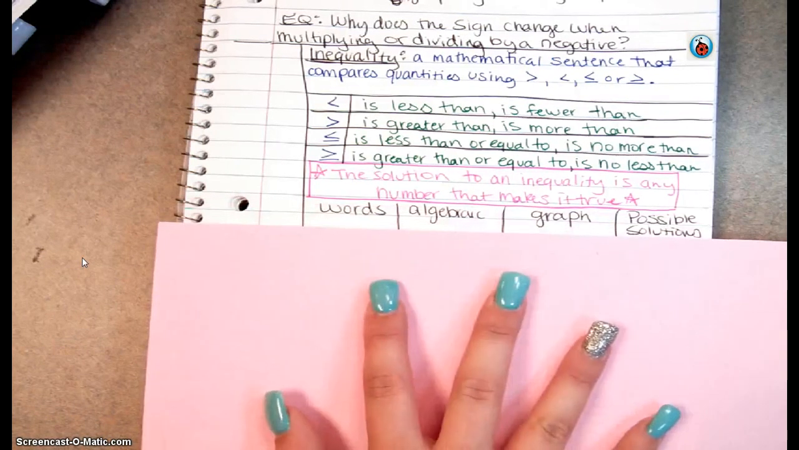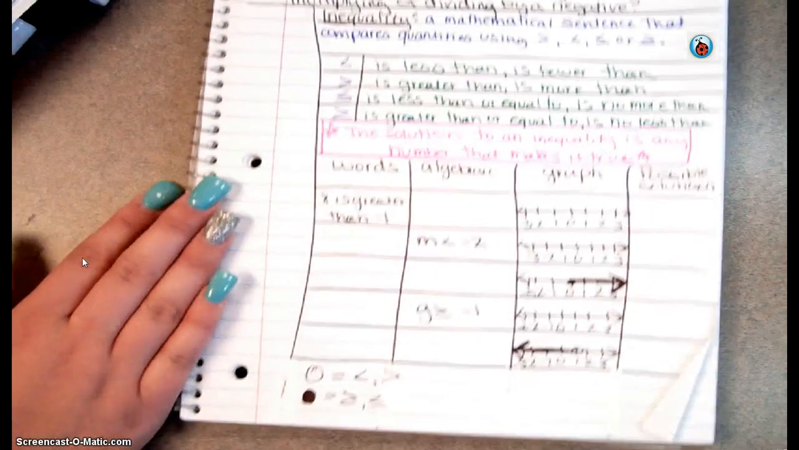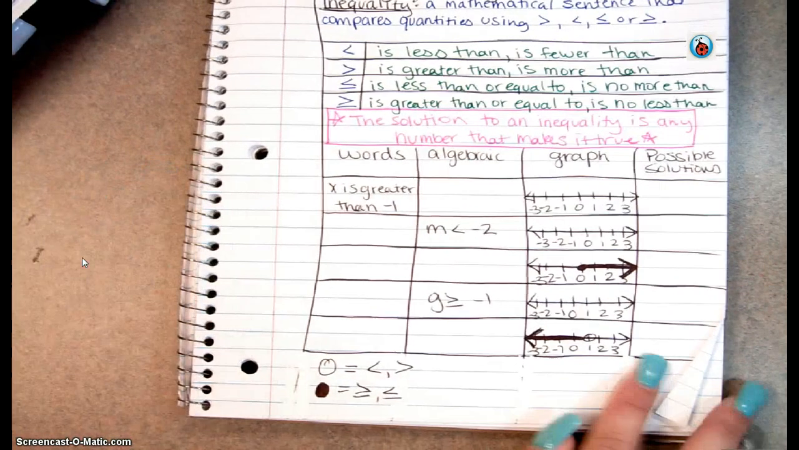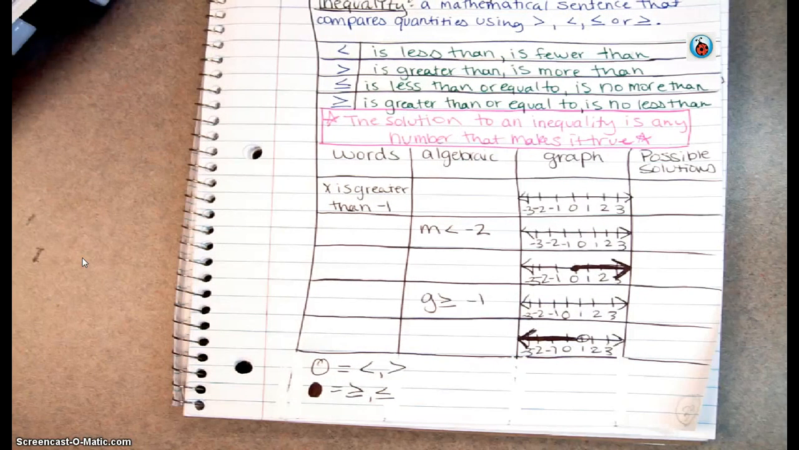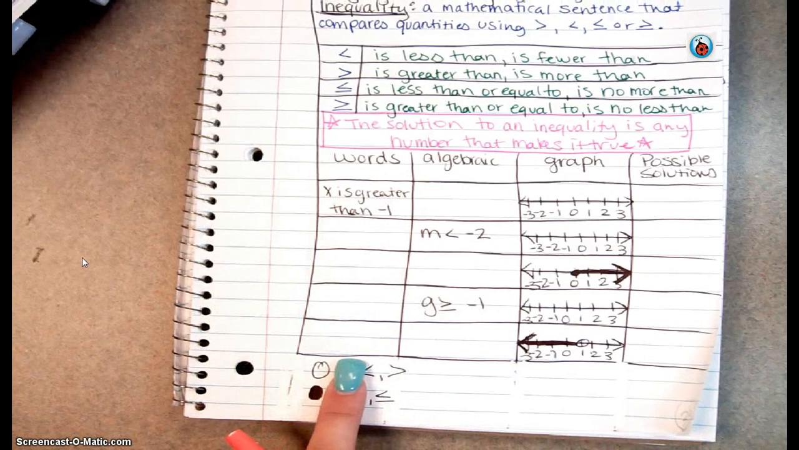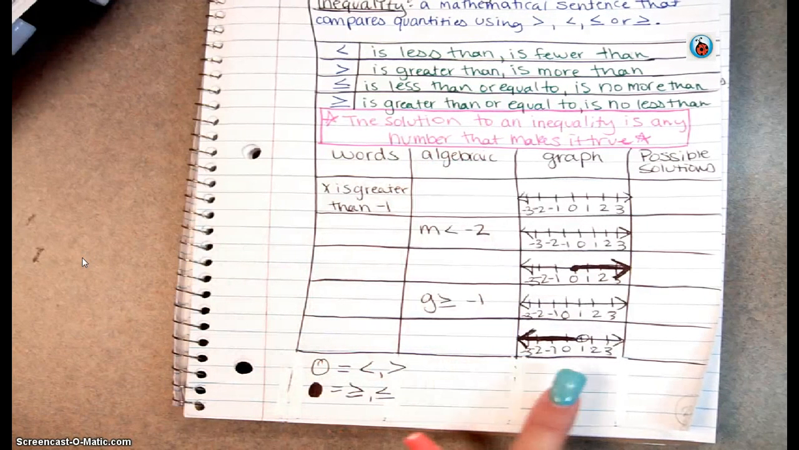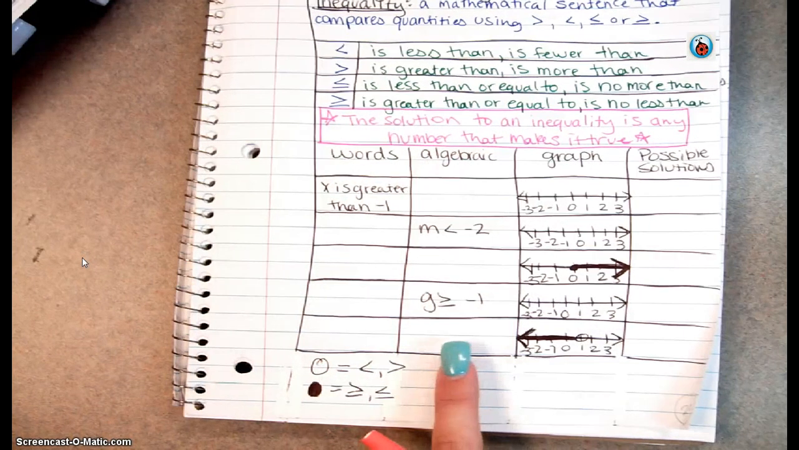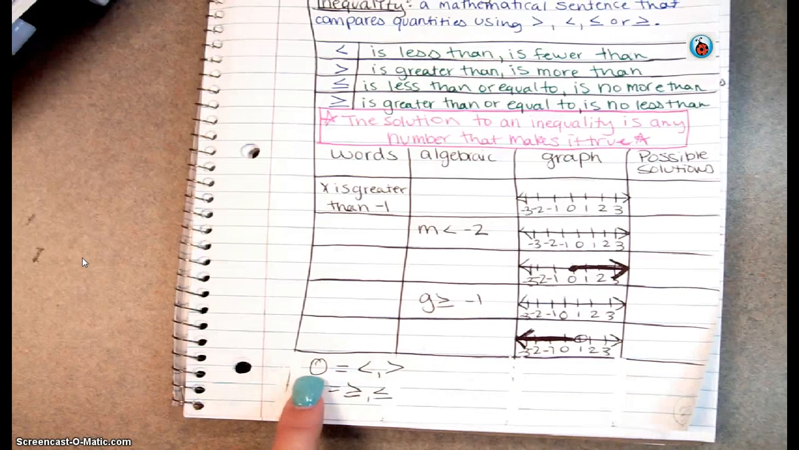Alright, let's do this. I want you to copy this whole thing down, so pause it, and copy, and then play again when you're ready to go, because I'm going to go through each of these, okay? Alright, so I made a table. This is words, so this is how it would be written in words. This is the algebraic, so how you would see it algebraically. We're going to graph the solution to each inequality here, and then we're going to write some possible solutions. Notice I put this down here.